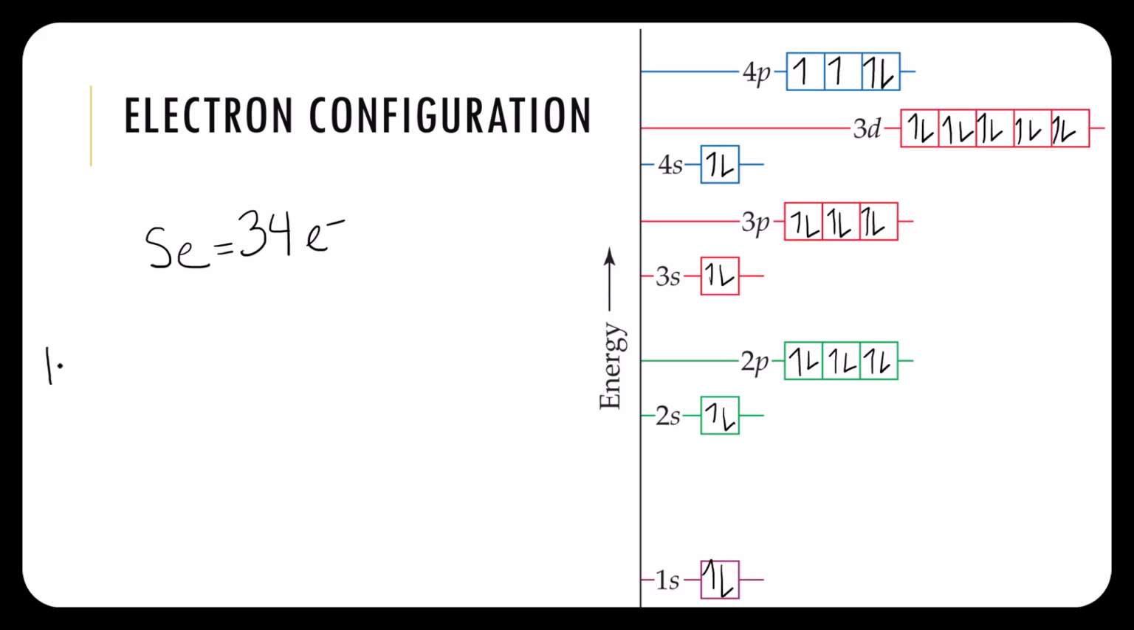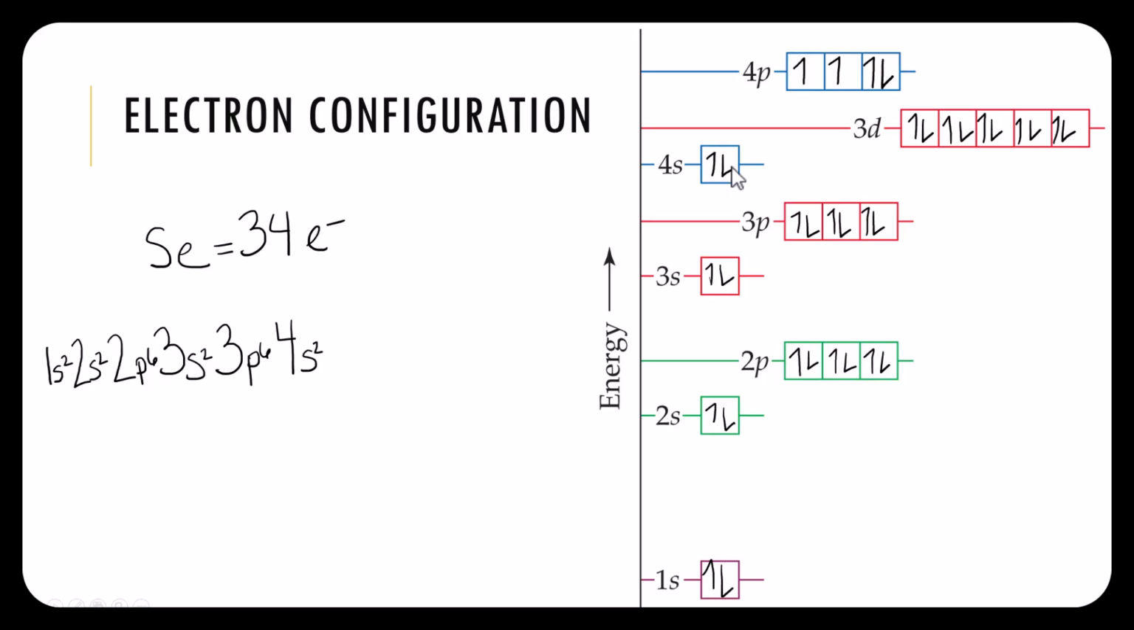So the first one was 1s, and there's 2 of them. 2s, 2 of them. 2p, 6 of them. 3s, 2 of them. 3p, 6 of them. 4s, 2 of them. And then where's the next place that we put electrons?